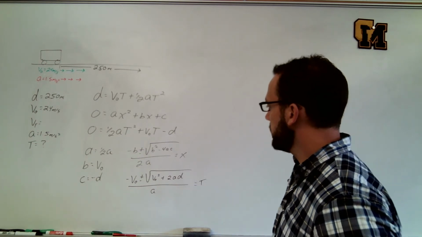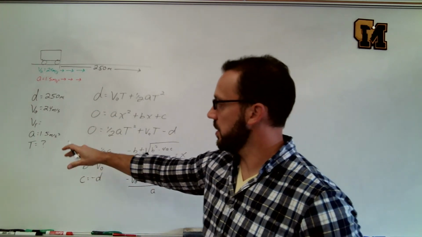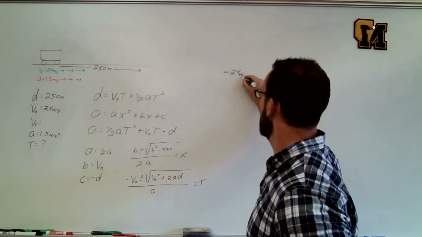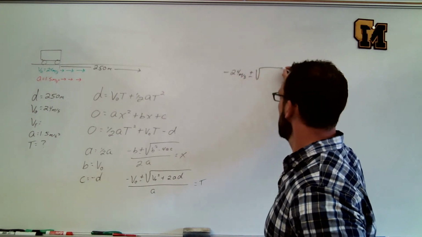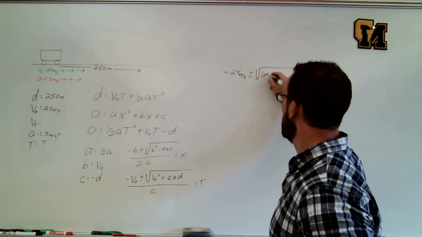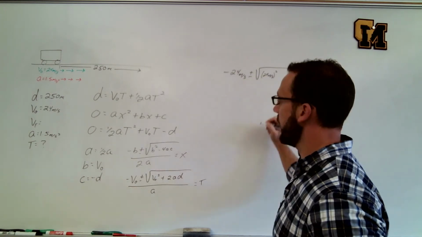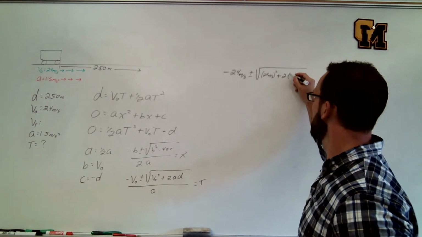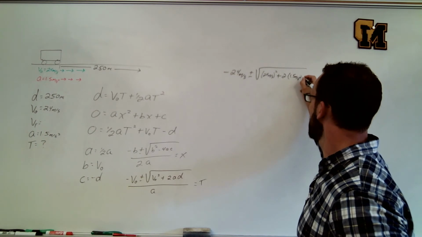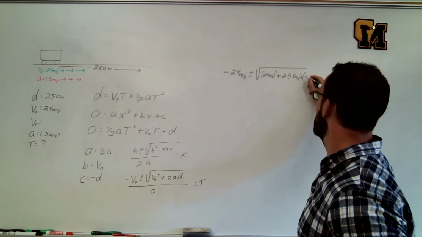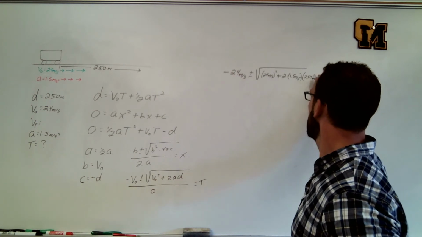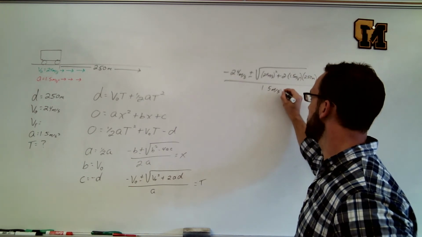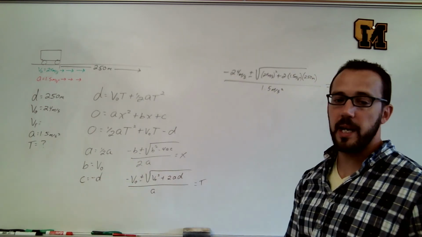If we plug in our numbers, negative initial velocity, so we have to come back over here. Negative initial velocity is negative 24 plus or minus the square root of 24 squared, because that's our v naught squared, plus 2 times the acceleration, which is 1.5, times d, which is 250. And that's all over the acceleration, which is 1.5 meters per second squared. If I plug that into my calculator, I'm going to get time.